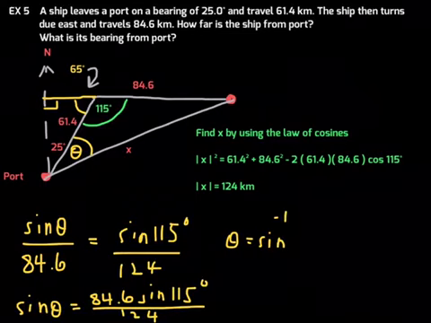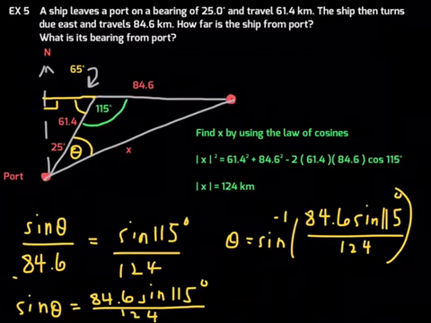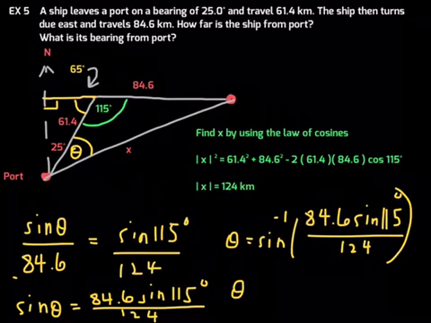84.6 kilometers times sine of 115 degrees, and then all of that divided by 124, and you're going to get that theta is about, let's see, punching that in now, and using 3 significant digits, right, is what we're using. Let's see, 38.2 degrees.